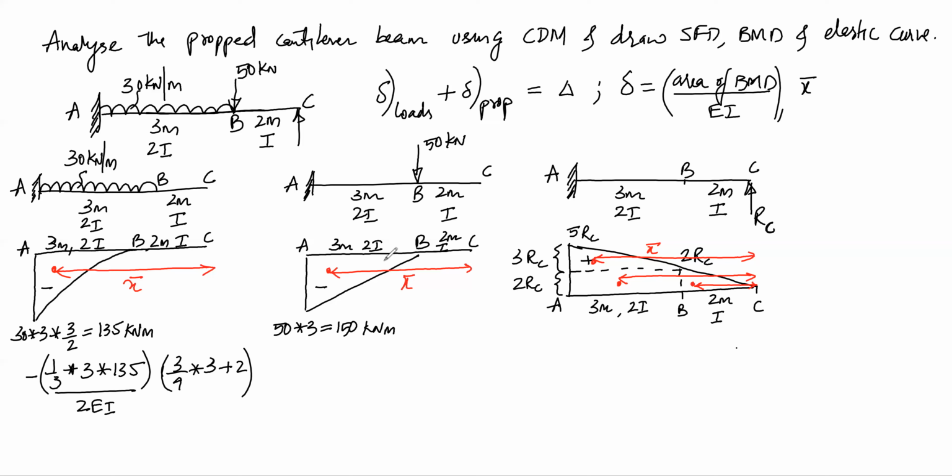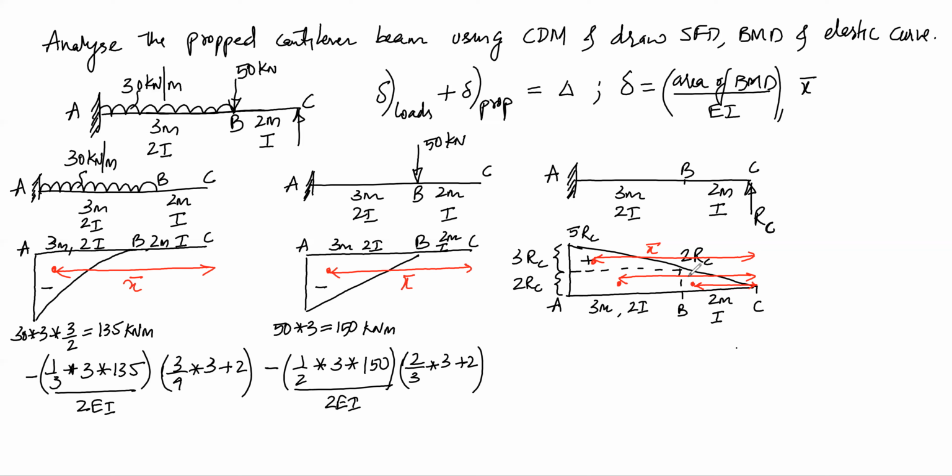Next, for this triangle, it is negative, so it is minus. The area is half into base into height divided by, this is again A to B is 2I, so it will be divided by 2 EI, and the centroidal distance for the triangular portion, it will be 2/3 of base, and the remaining is 2 meters. So this will be 2/3 of 3 meters plus 2. And here we have three geometric shapes. We will first consider the bigger triangle.